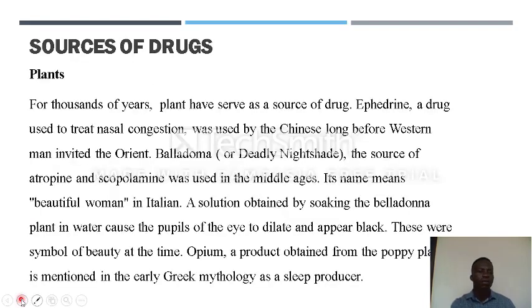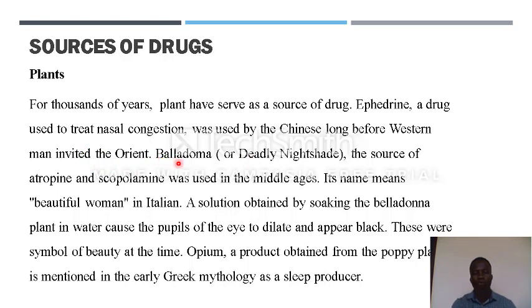Now, what are some of the sources of drugs we are talking about here? A drug is something we use in treatment, prevention, cure, or even diagnosis of diseases. But where do we get them from? Plants are the first one I would like to talk about. For thousands of years, plants have served as a source of drugs, such as ephedrine, a drug used to treat nasal congestion. Way back, plants have been the major source of drugs, and they are the oldest source of drugs that we know so far.